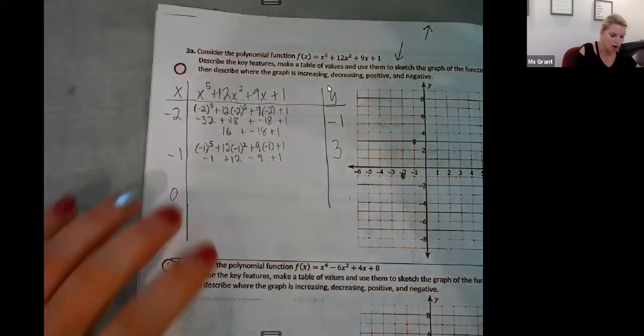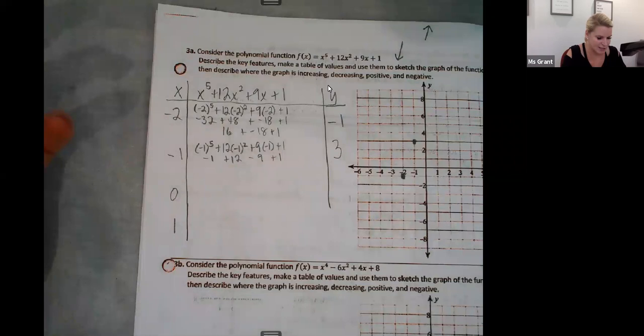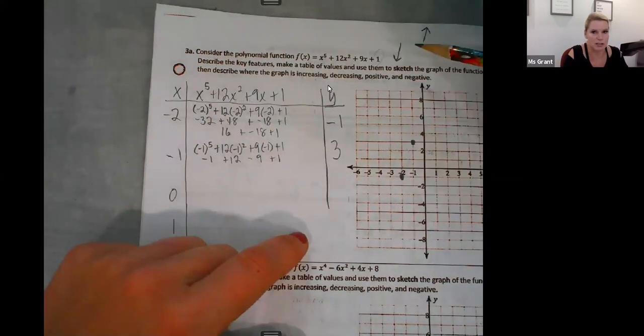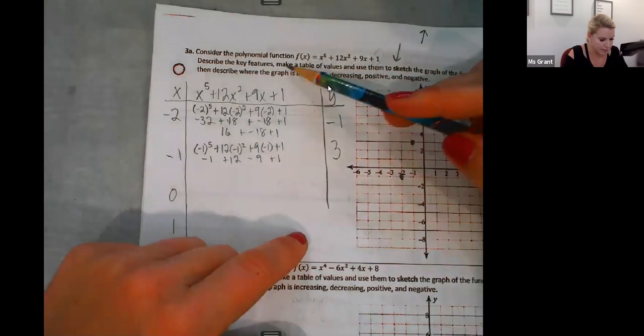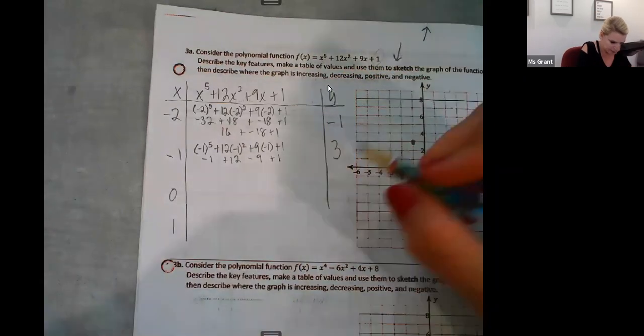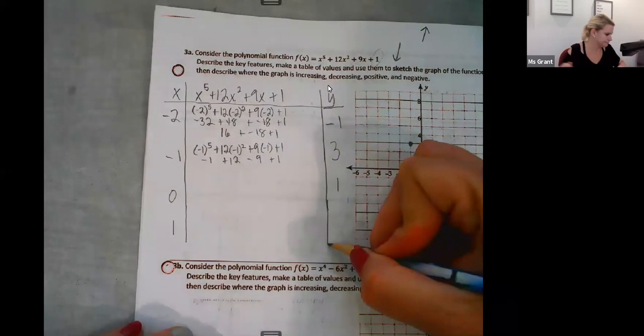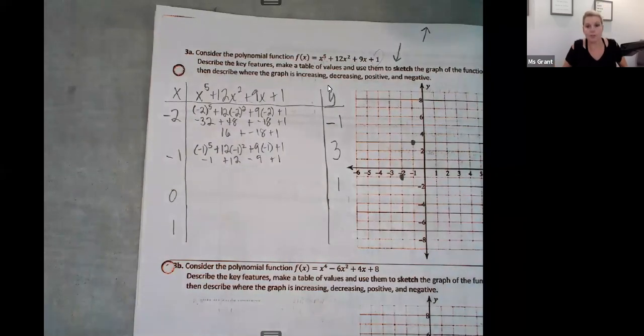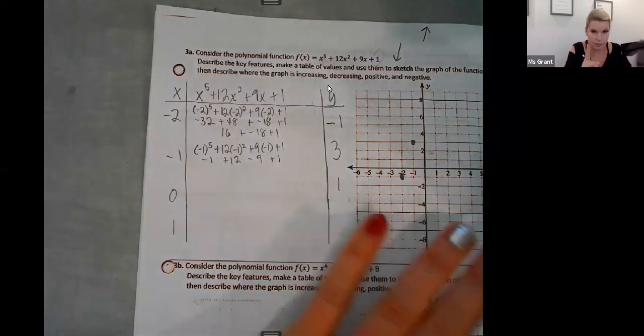When I plug in 0, a lot of the times the answer is usually the last number, which is 1. 0 to the 5th, plus 12 times 0, plus 9 times 0, plus 1 is 1. And when I plug in 1, just so you know, let me graph that first. 0, 1. Graph it.